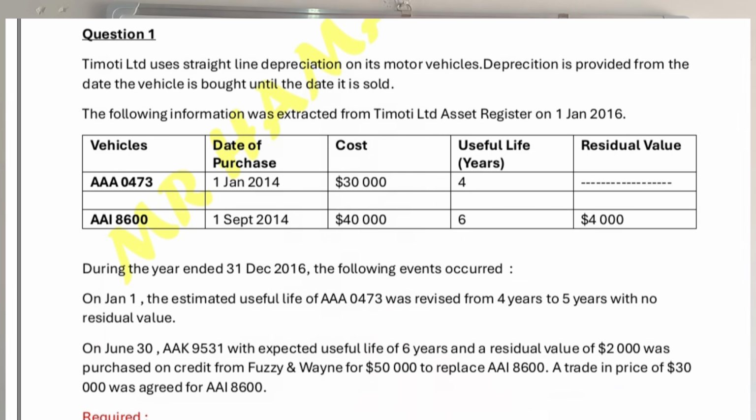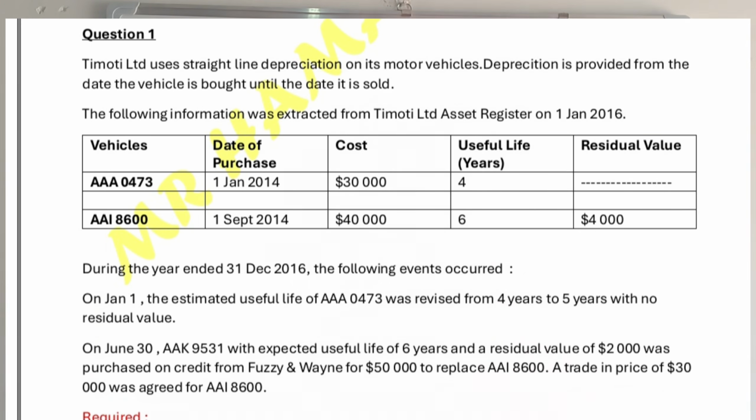You are given a table which has two motor vehicles, AAA0473 and AAI8600. You're also given the date of purchase, the cost, the useful life in years, and the residual value. During the year ended 31 December 2016, the following events occurred. January 1, the estimated useful life of AAA0473 was revised from 4 years to 5 years with no residual value.